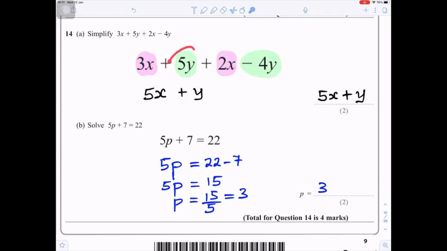And the 5y minus 4y gives you 1y, and we just write it as y. 5 minus 4 is 1. So your answer is 5x plus y.